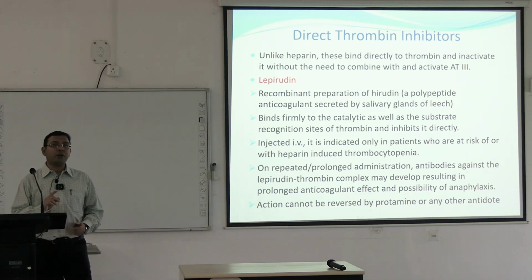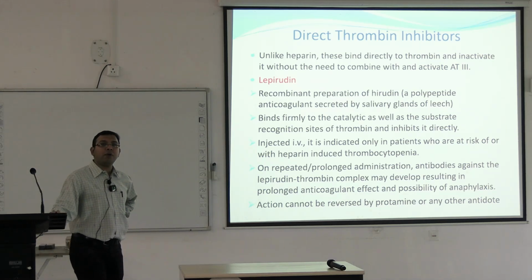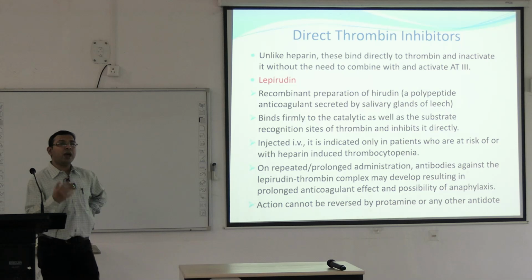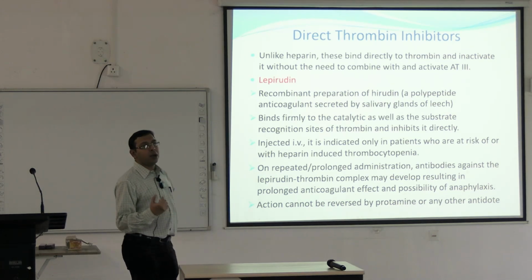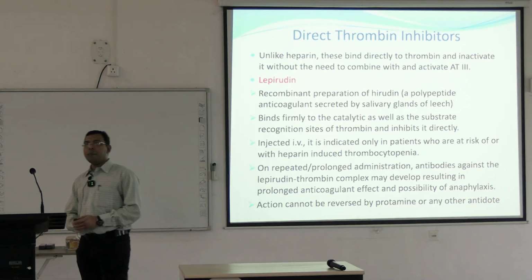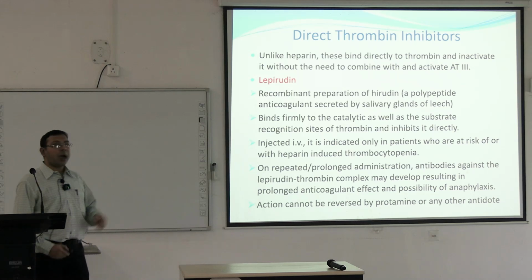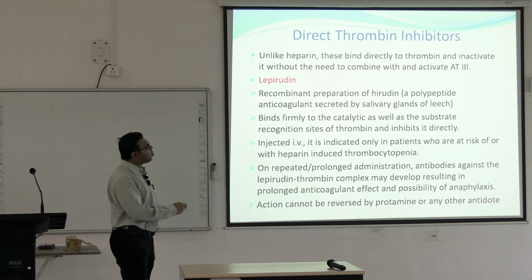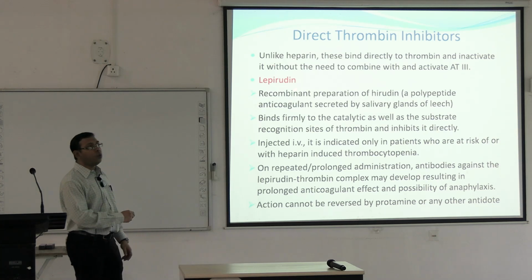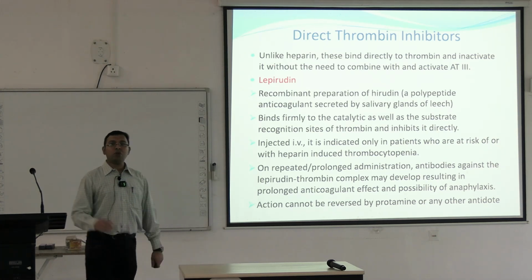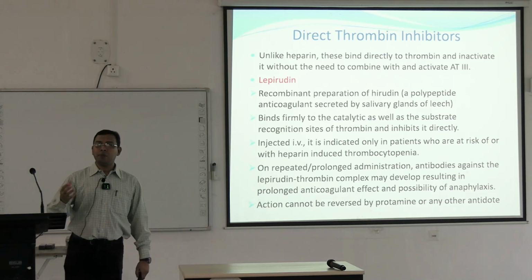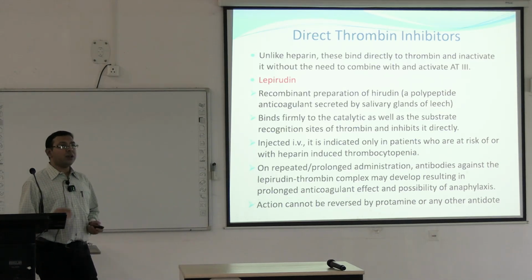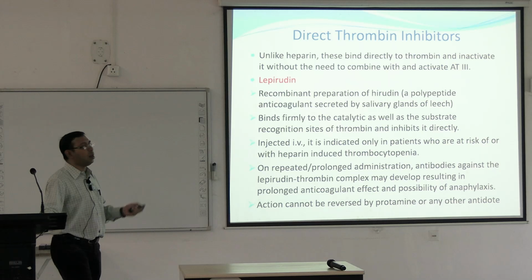Next, coming to the direct thrombin inhibitor. So heparin is basically, you can say, indirect thrombin inhibitor. So they are acting indirectly. They do not have an intrinsic anticoagulant effect. But this direct thrombin inhibitor, they have intrinsic anticoagulant effect. So they bind directly to the thrombin and inactivate it without the need to combine with and activate the antithrombin III. So they do not need the binding with the antithrombin III, they are directly blocking the thrombin. That's why they are known as the direct thrombin inhibitor.